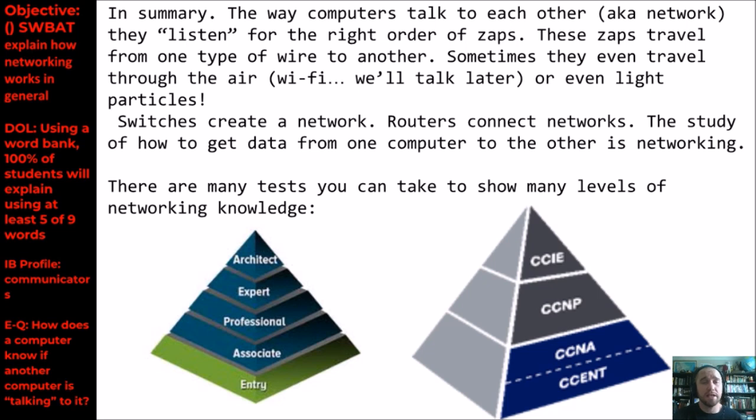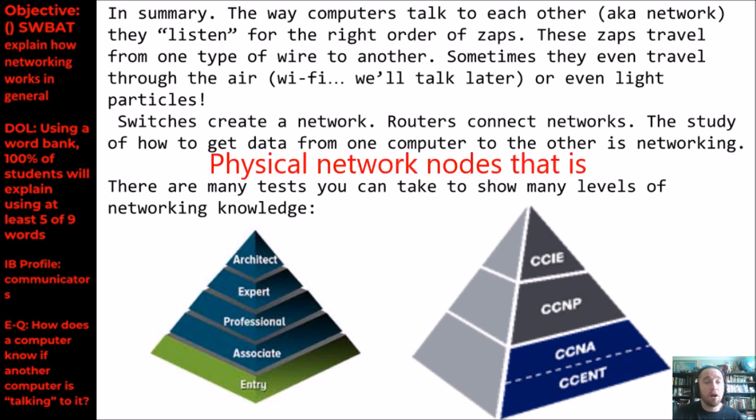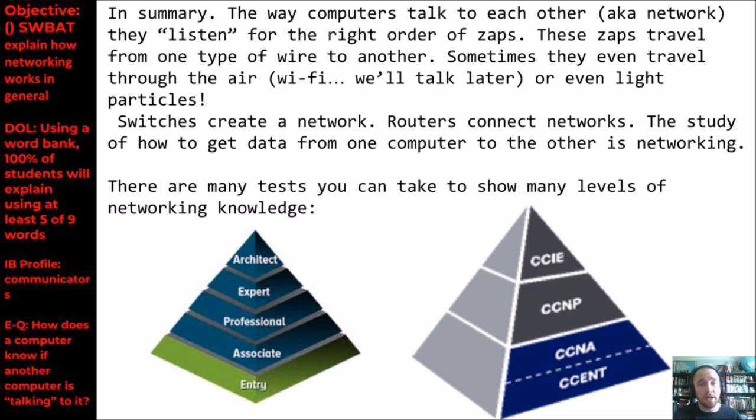Now to summarize the whole lesson, the way computers talk to each other, aka network, they listen for the right order of zaps. These zaps travel from one type of wire to another, sometimes through the air, or even light particles if we're talking fiber optics. And some of the nodes on the network are switches, routers, and modems.